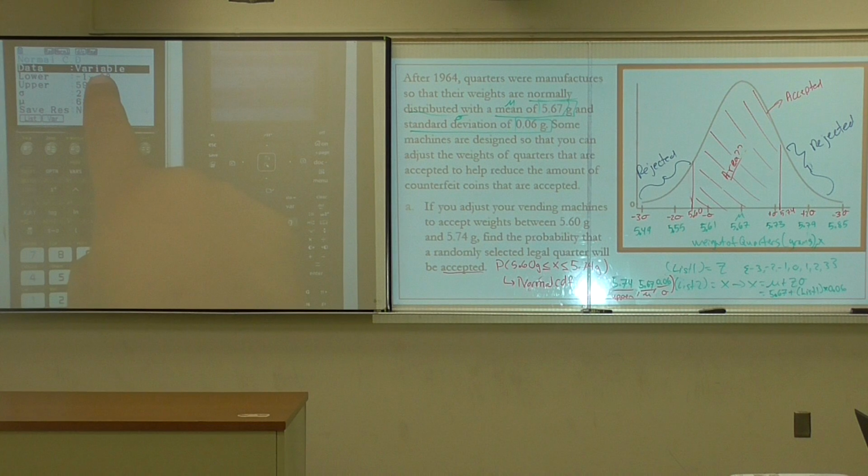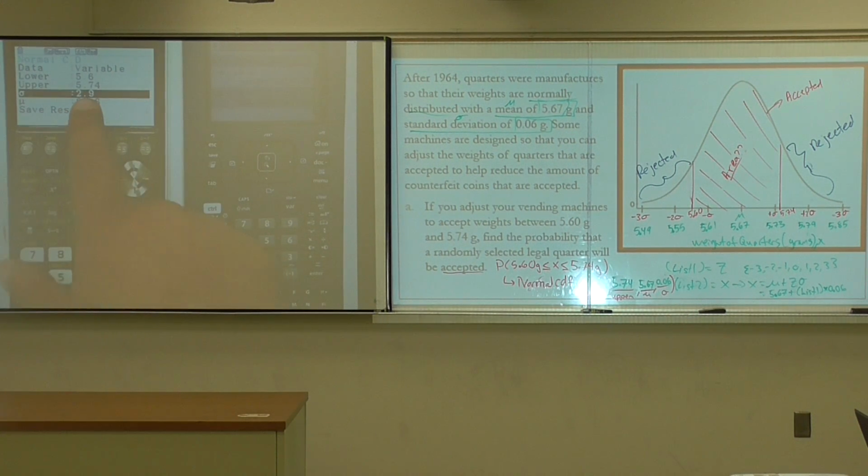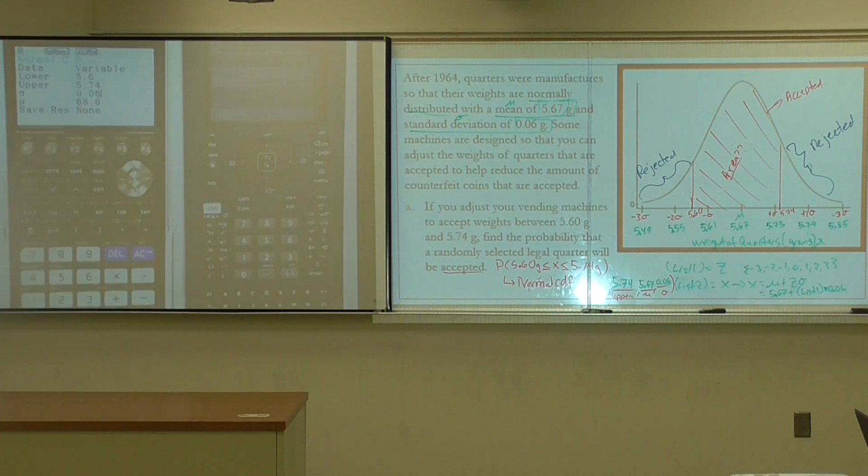Once again, variable mode, because we have all the information about the one-variable statistics, we don't have raw data. Lower limit is not supposed to be negative 10 to the 99, it's supposed to be 5.60. Upper limit is 5.74. The standard deviation is 0.06, and the mean is 5.67. So we have all the information we need, so we could go ahead and calculate it.